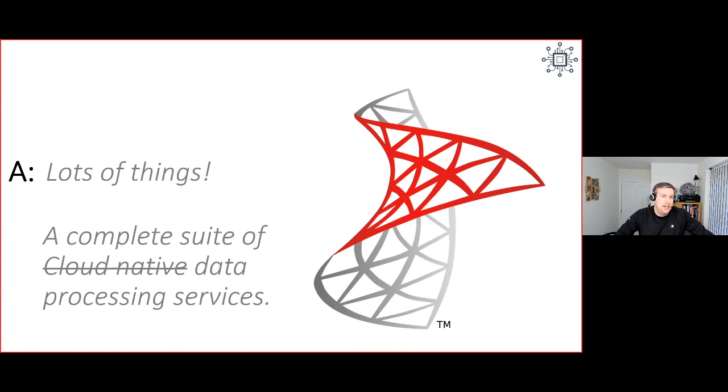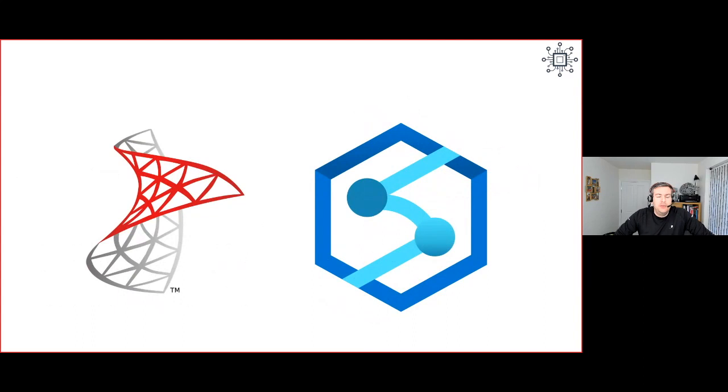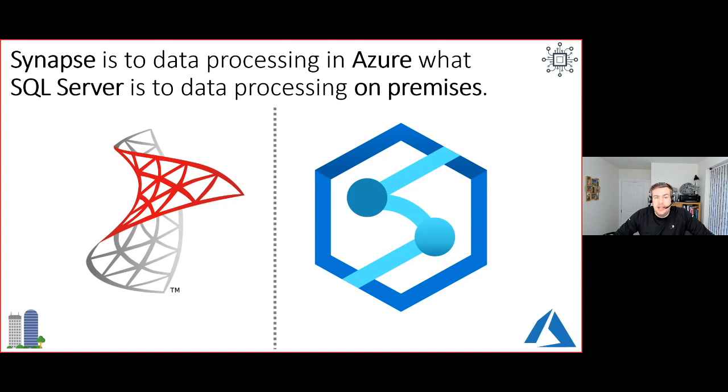So I then thought some more, and I then thought, okay, well, if we're putting those things side by side, and this is just my view, hopefully, to start off with answering this question, I thought, well, could we say that Synapse is to data processing in Azure what SQL Server is to data processing on premises? And I thought, yeah, okay, that's a reasonable starting point. I thought, yeah, we could do that, or we could say that.